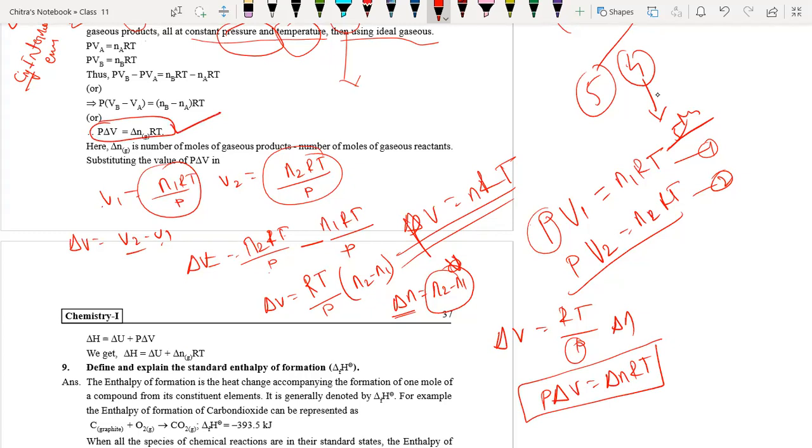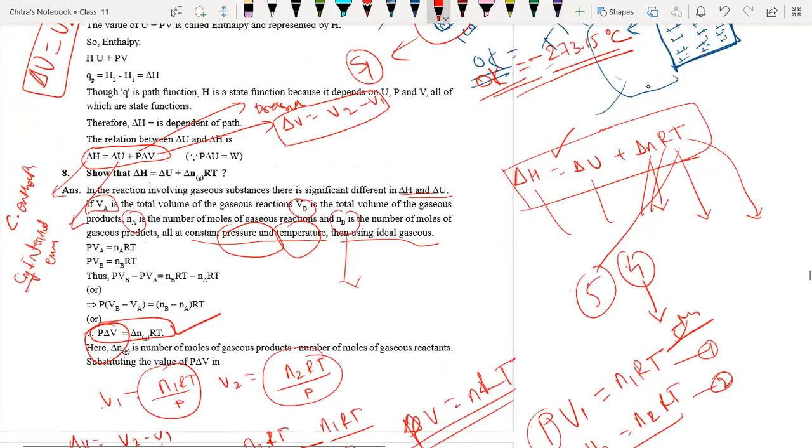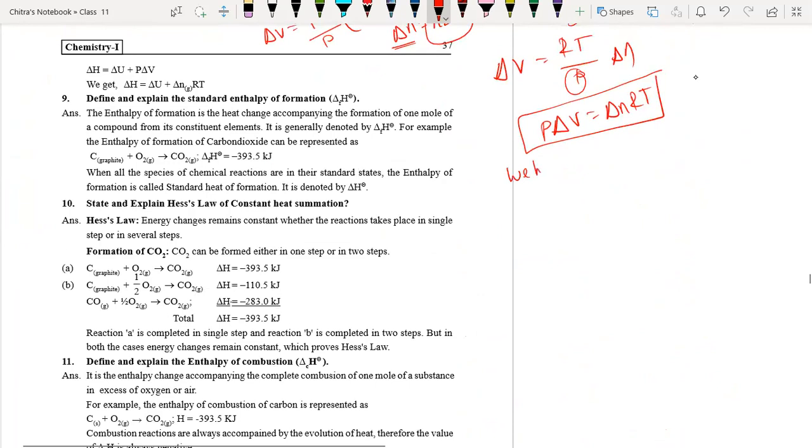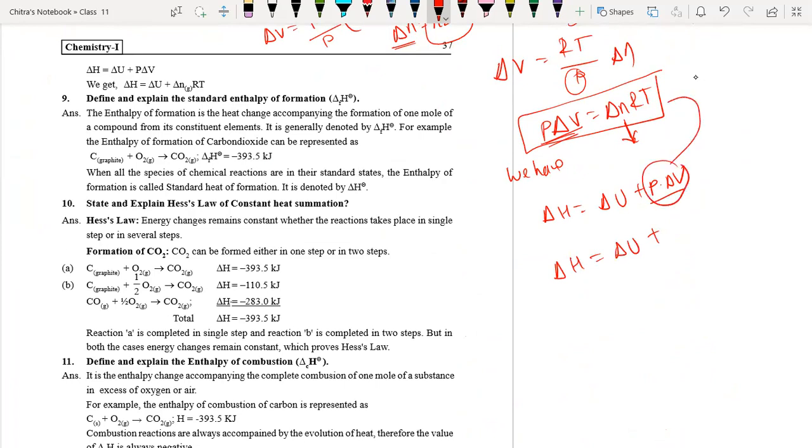Now we place this into the other formula. Here we have del H equals del U plus P del V. Instead of P del V, can we write del N RT here? Yes, sir. So it becomes del H equals del U plus del N RT. We had to prove that, and we have proven it. Hence proved. Understood, beta?